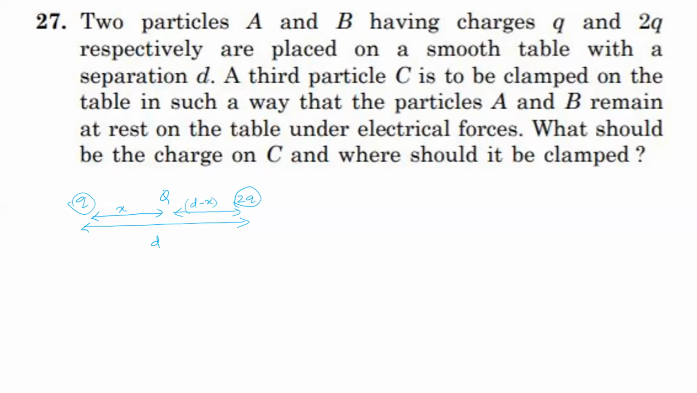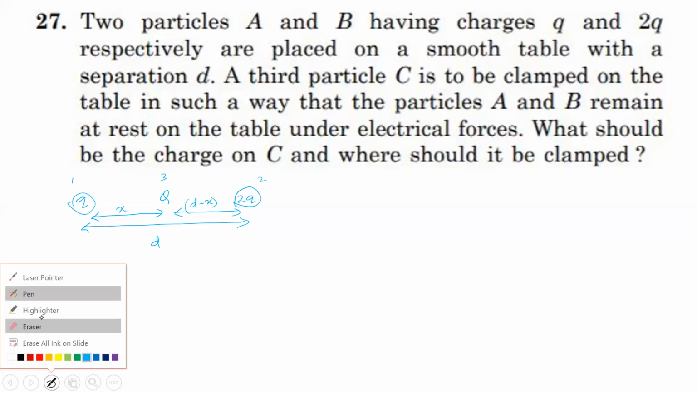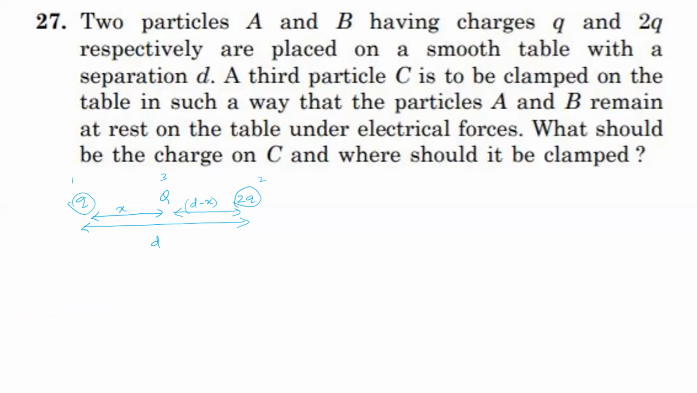First, we assume this third charge to be in equilibrium. Let us assume this is the first charge, this is the second charge, this is the third charge. Now let us assume force on the third charge. Force on the third charge by the first charge is F1 in this direction, F2 in this direction. We assume force due to first charge is towards right, and force due to second charge on the third charge is towards left. So F1 is equal to F2, then only the third charge will be in equilibrium.